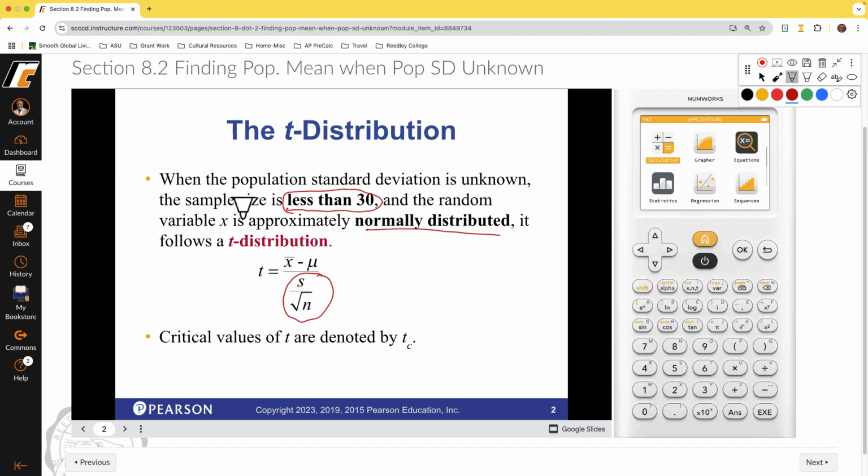And one of the key things in this, though, is that the population standard deviation is unknown. If we know the population standard deviation, and all this other stuff is true, we can use the z interval if known. If it's not known, then we will use the t-distribution, the t interval. Okay, so this was from the last one.